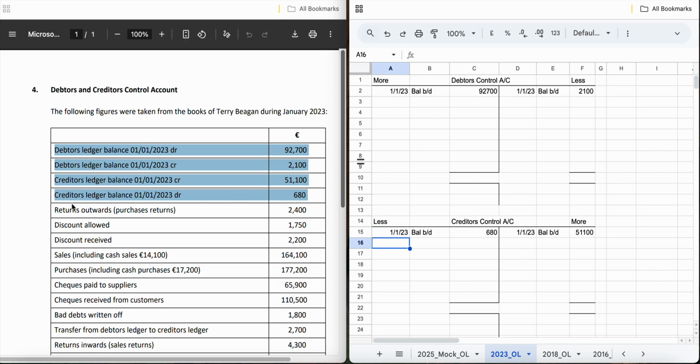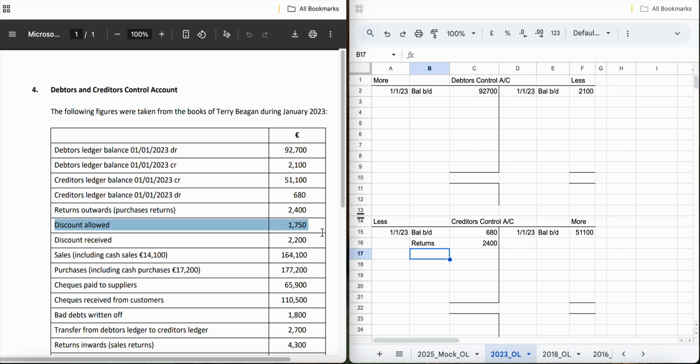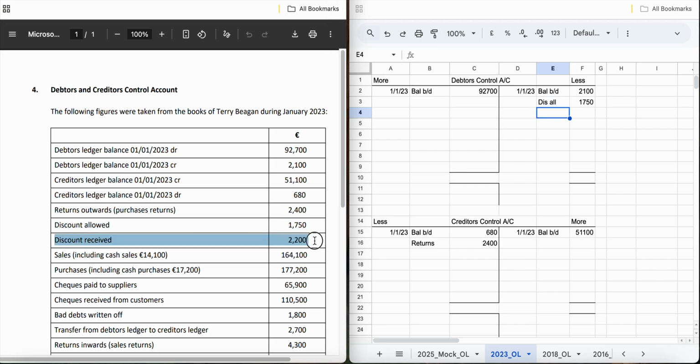So you've laid out your page now, and you start with this. Purchase returns. Purchases always go with creditors. So do you owe your creditors more or less? If you return stuff, less. So 2,400 returns. Next one, discount allowed. Who do you allow a discount to? You allow a discount to your customers, which are debtors, and they owe you less. And you receive the discount from your creditors, so you owe them less. Discount received.